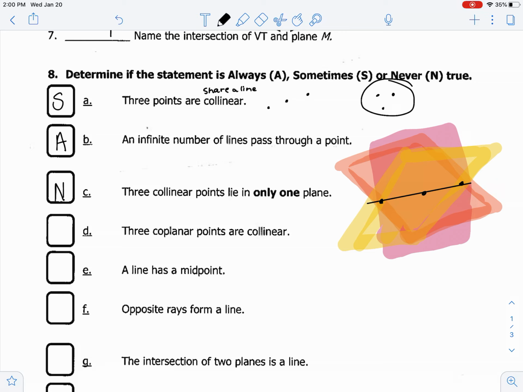3 coplanar points are collinear. Well, these points are coplanar. They're on the same paper, but are they collinear? No. So 3 coplanar points are collinear sometimes.